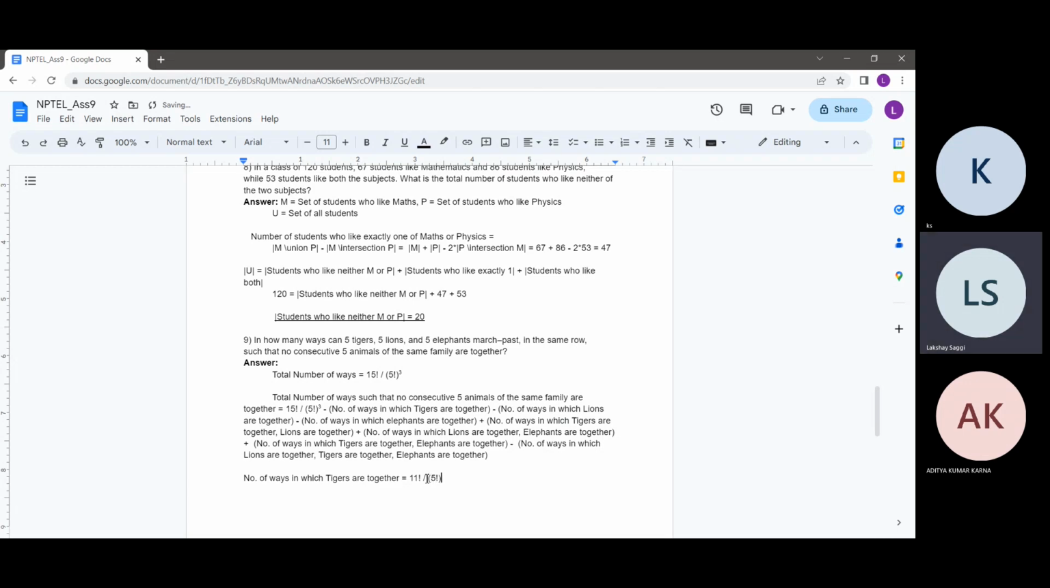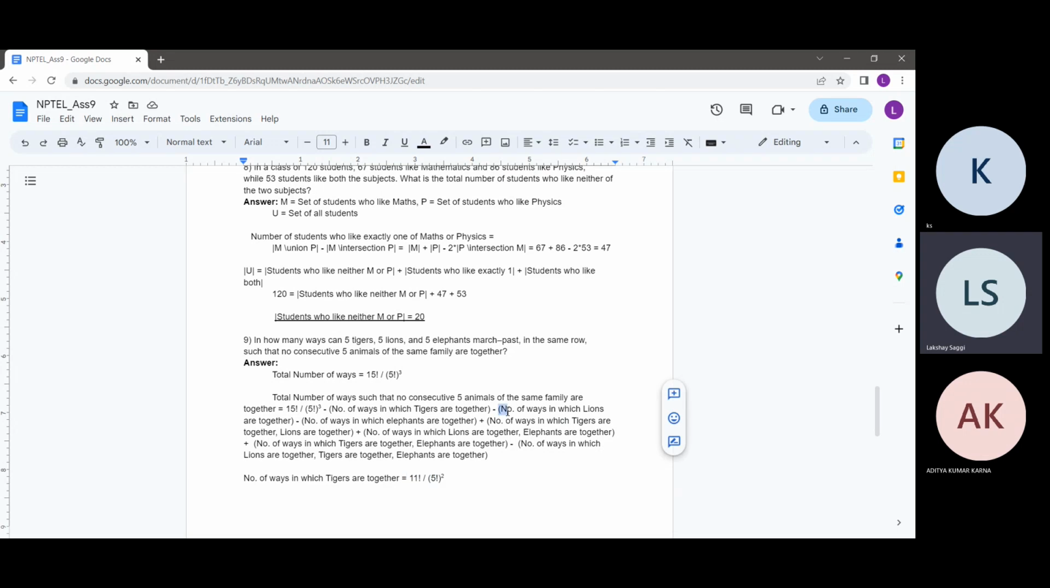5 factorial corresponding to lions and 5 factorial corresponding to elephants. I hope this calculation is clear. This 11 comes out from 5 lions, 5 elephants, so 5 plus 5, 10, and one set of 5 tigers, which will always be together. So this comes out to 11 factorial by 5 factorial squared.